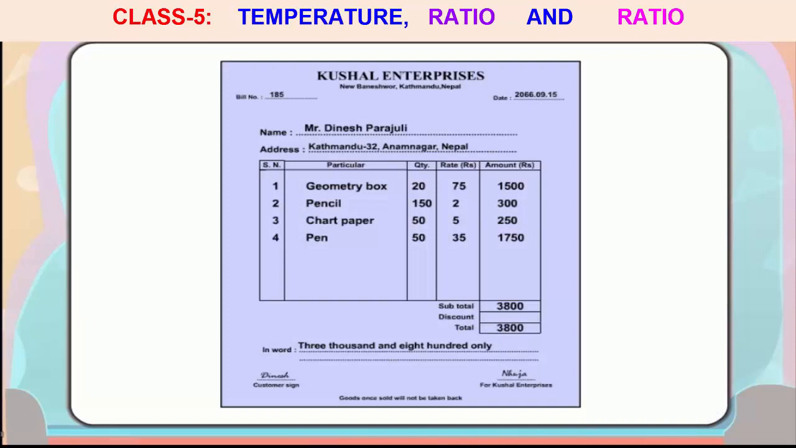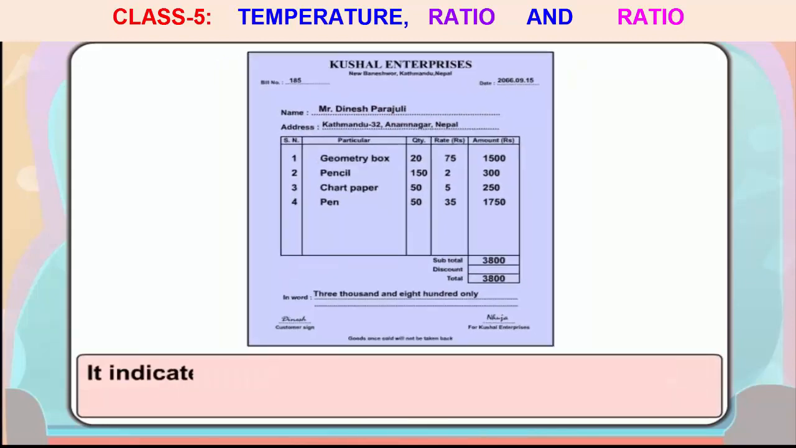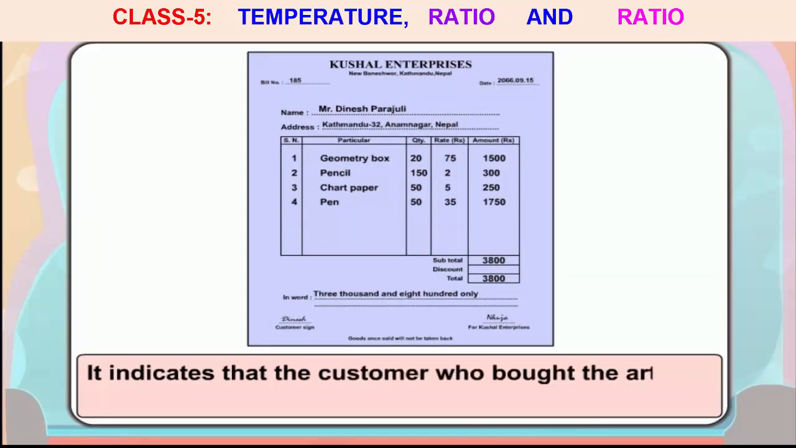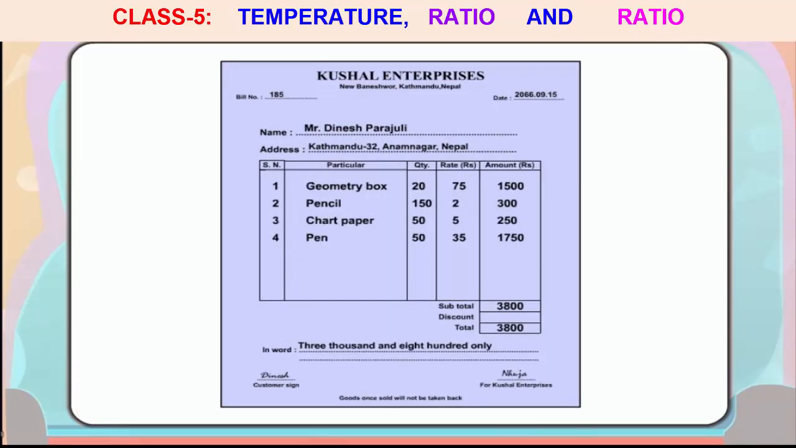Now, just below the bill number and date, there is the name of customer written on it. And it has Mr. Dinesh Parajuli written on it. It indicates that the customer who bought the articles is Mr. Dinesh Parajuli. It also has the address of the customer below it, which shows that Dinesh lives in Kathmandu 32 in Anamnagar of Nepal.